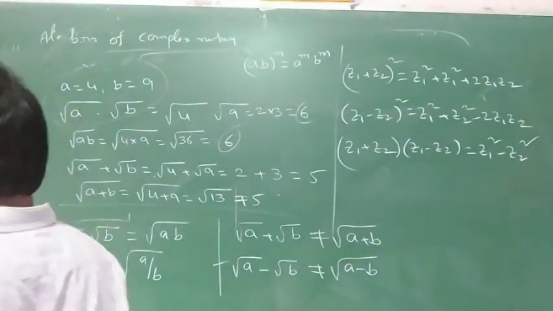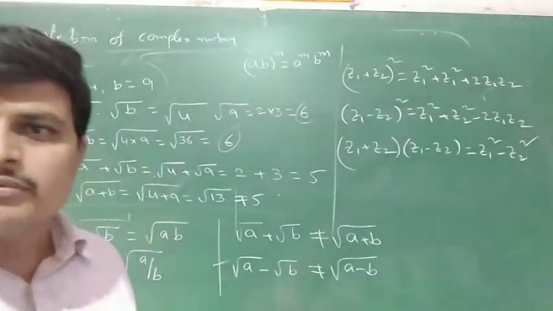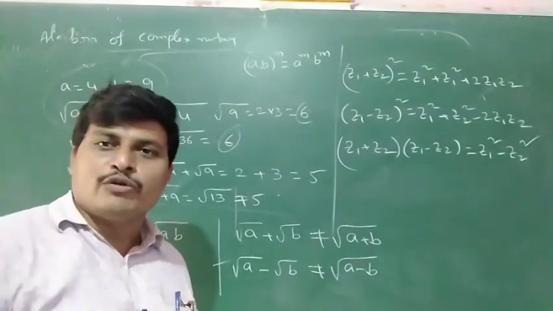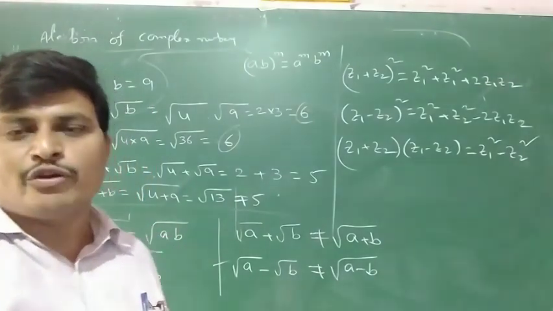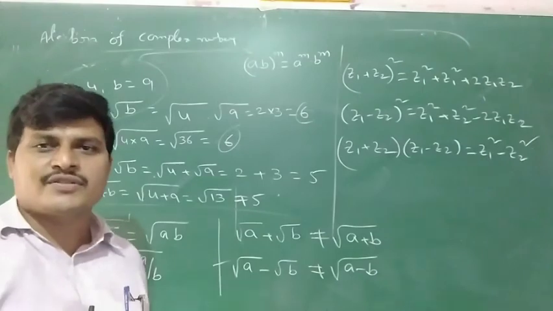Next, (a plus b) whole cube also. (Z1 plus Z2) whole cube, (Z1 minus Z2) whole cube, a cube minus b cube, Z1 cube minus Z2 cube. These all satisfy the same formulas.